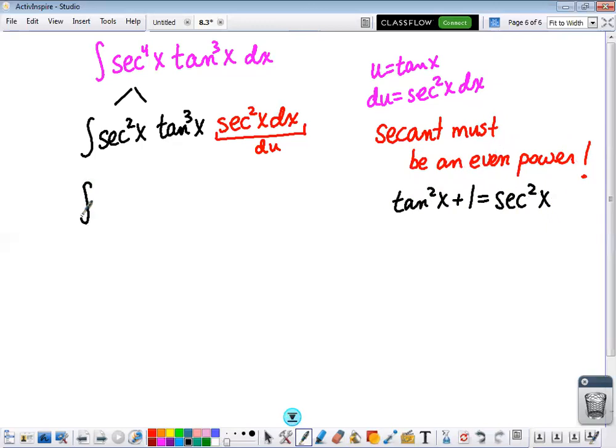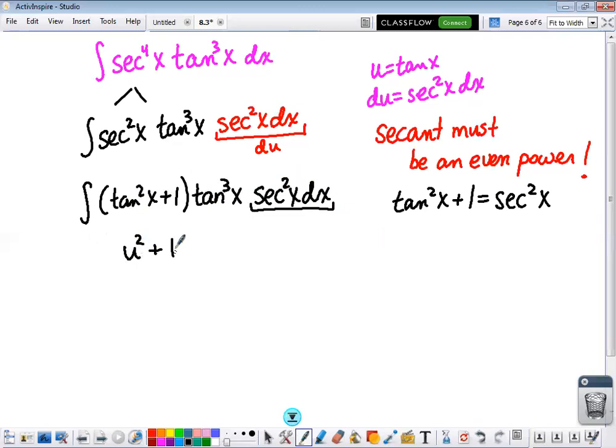All right, well, we want to substitute that in. So we're going to have the integral of, so instead of secant squared, we're putting tan squared x plus 1. All right, bring down tan cubed x. And then I have my, what's going to be my du, secant squared x dx, out to the side. Okay, put a little bracket under that. All right, I don't really need to distribute. I'm just going to go ahead and substitute my u's in. So I have u squared plus 1, and then I have u cubed, and then I have du.